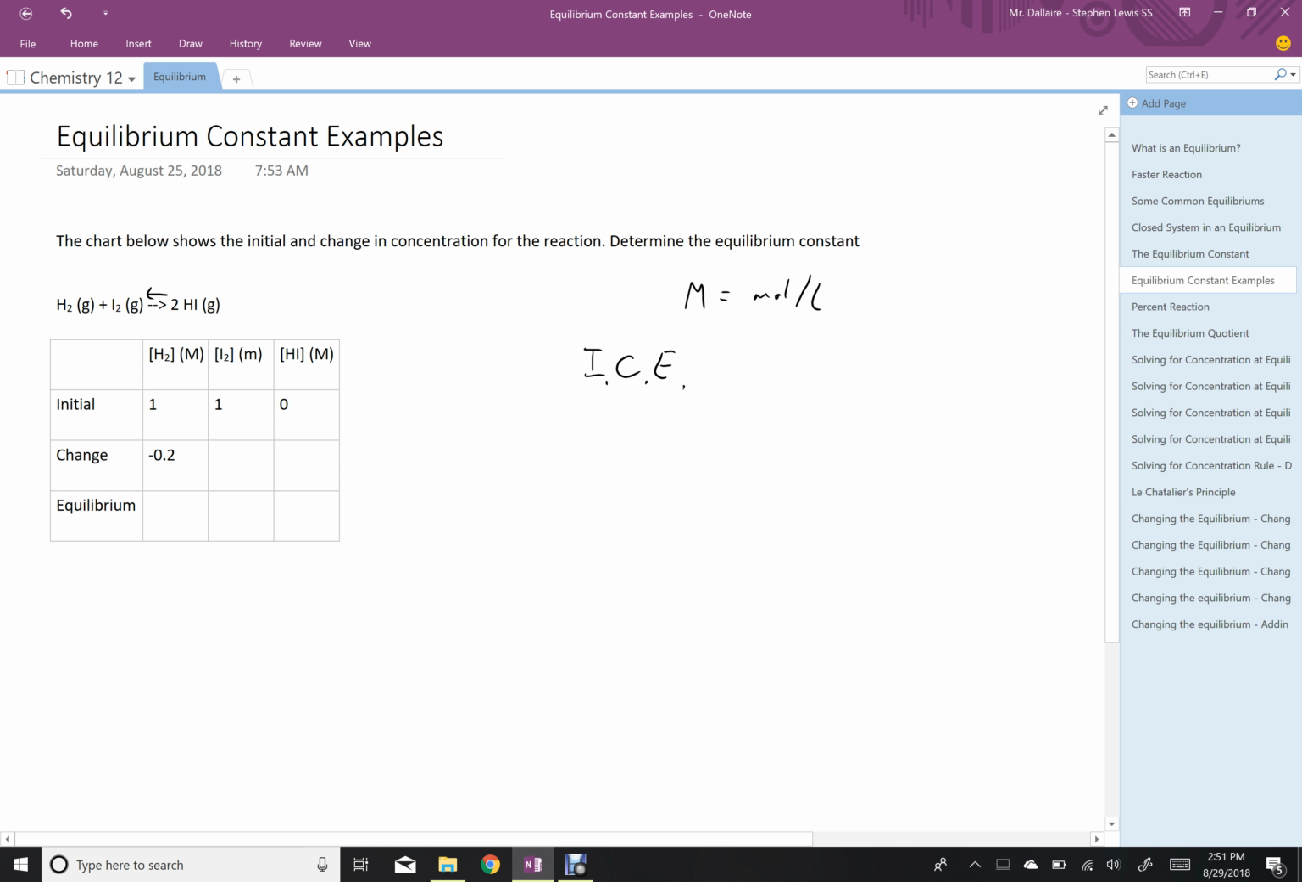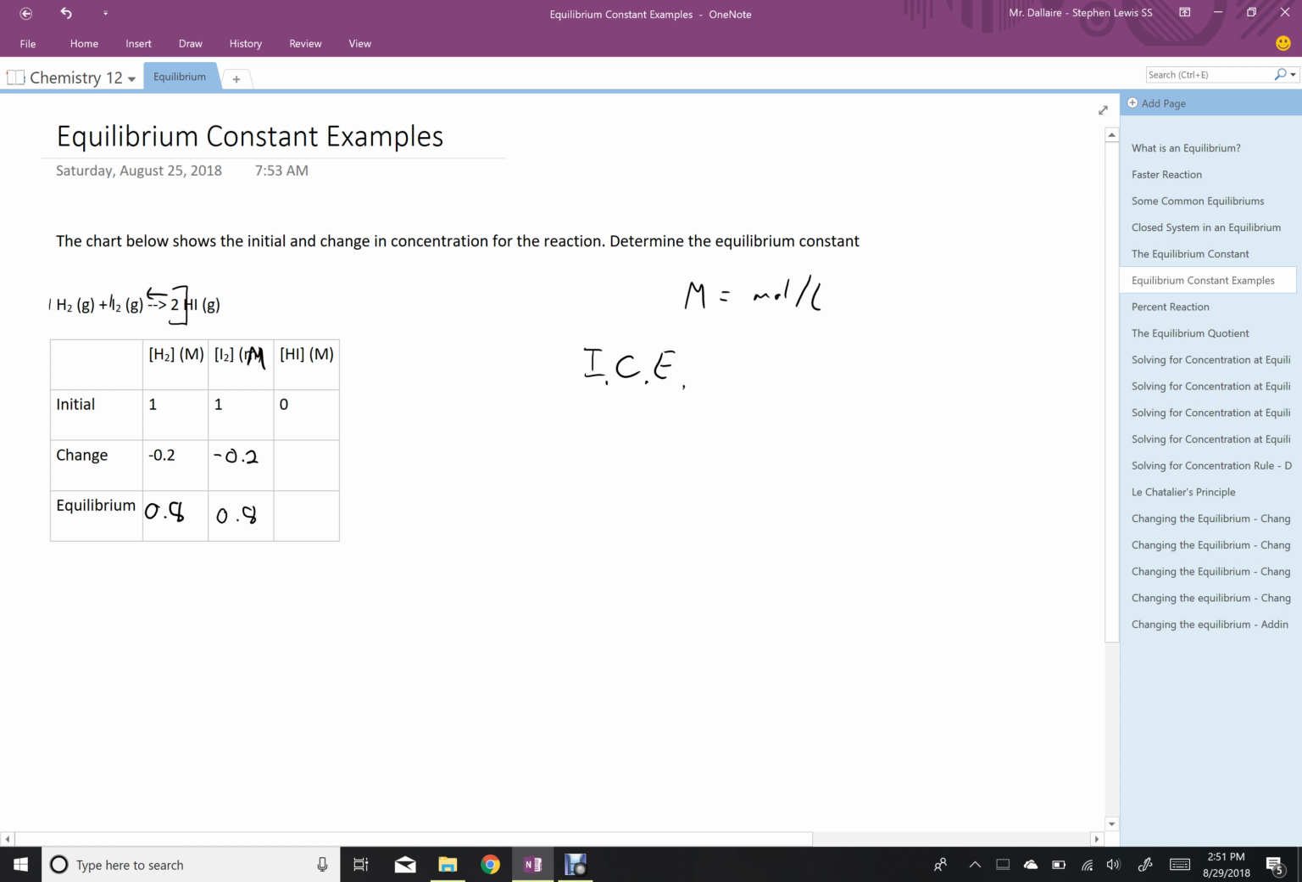And we're given that the amount of H2 gas is going to change by 0.2 molar, it's going to decrease, and as a result we'll be left with 0.8 molar H2. Now if we look at our chemical reaction, we have a 1-to-1 ratio between the H2 and the I2, so if this decreases by 0.2, this will also decrease by 0.2, and as a result we will also have 0.8 molar I2.